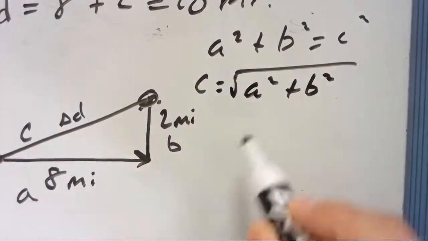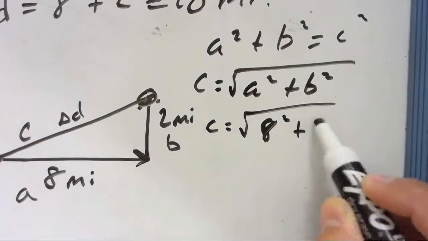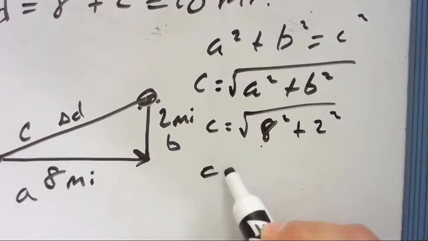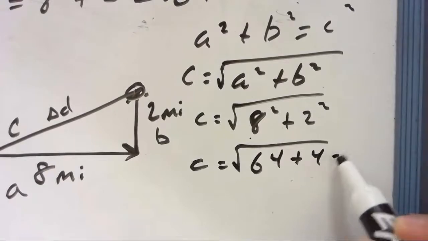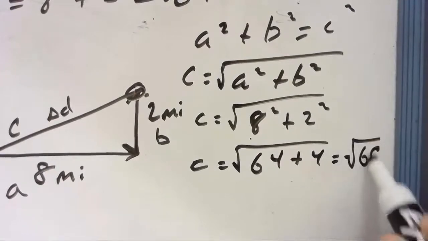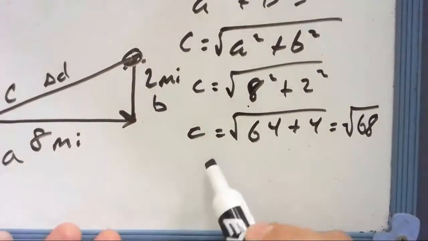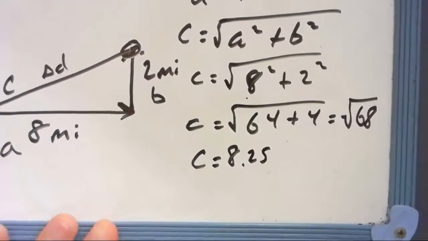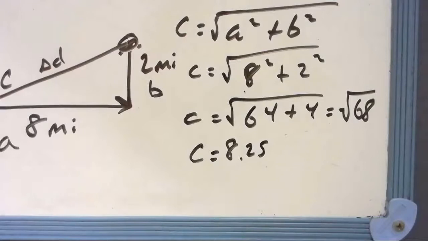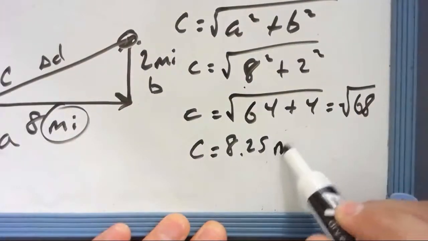So as I've denoted over here, A is 8, B is 2. 8 squared is 64, 2 squared is 4, and 64 plus 4 is 68. So to get C, I need the square root of 68. Put that in your calculator, and it will tell you that it is 8.25. But this is not math class anymore, so we can't just give numbers. This is physics. It's real life stuff. 8.25 what? We need a unit. Well, we used miles in this problem, so let's go ahead and keep those units for now.